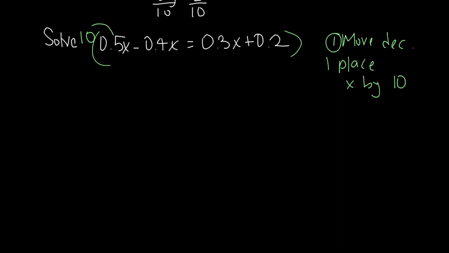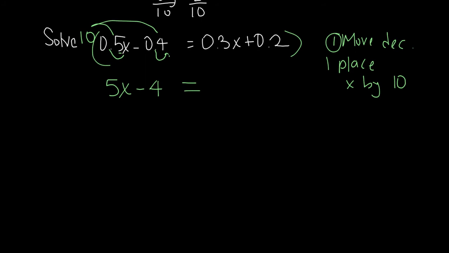10 times 0.5 is going to move the decimal once to the right. So it would be 5x. 10 times 0.4 is going to move that decimal once to the right. So that would be 4x. Sorry, I've just realized I wrote a different equation here than we had in our notes. I think it was just 0.4. Sorry about that. Just so it matches up with our notes. So 0.4 times 10 is 4.